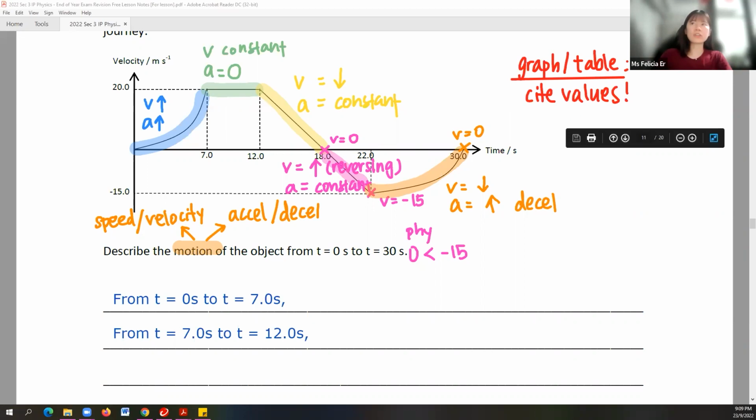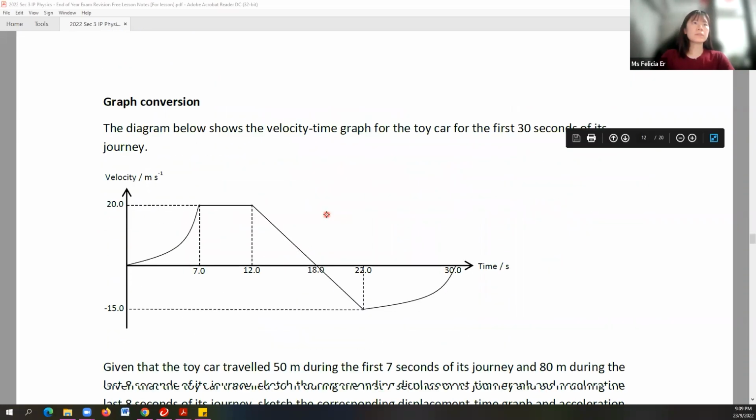You all do this question on your own. By now, you should have copied every single pointer over here, right? I shall clear the screen in 3 seconds. If you're not done with your screenshot, 3, 2, 1. Okay, moving on to the next page over here.